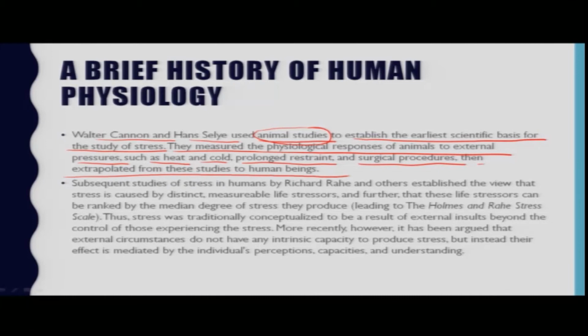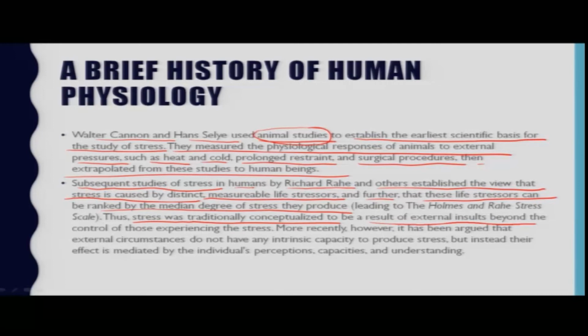Subsequent studies of stress in humans by Richard Rahe and others established the view that stress is caused by distinct measurable life stressors, and further that these life stressors can be ranked by the median degree of stress they produce. Thus stress was traditionally conceptualized as a result of external inputs beyond the control of those experiencing the stress. More recently, however, it has been argued that external circumstances do not have any intrinsic capacity to produce stress, but instead their effect is mediated by the individual's perception, capacity and understanding. This is a brief overview just for the sake of your knowledge.